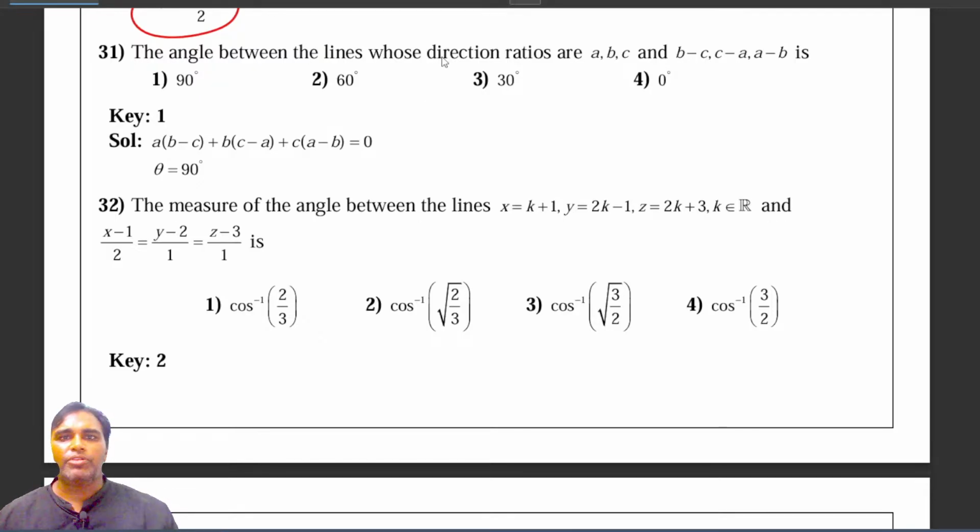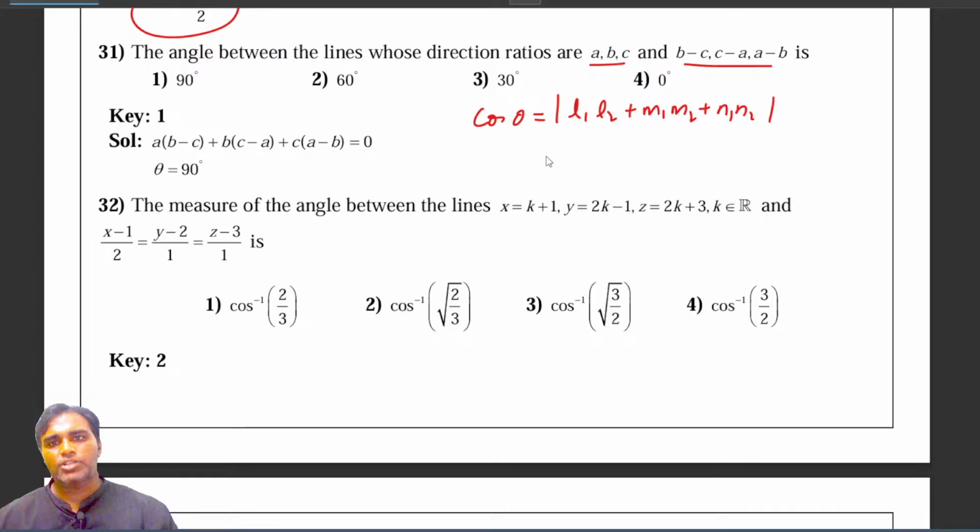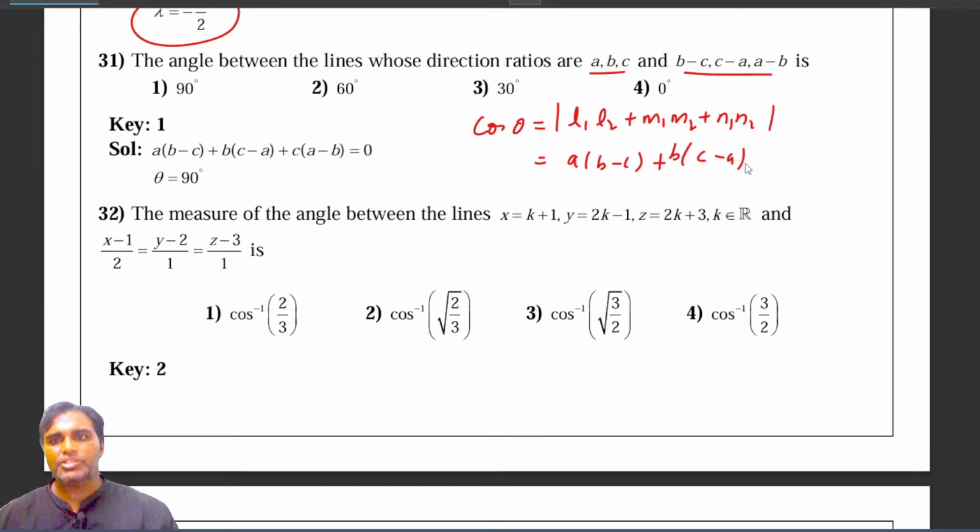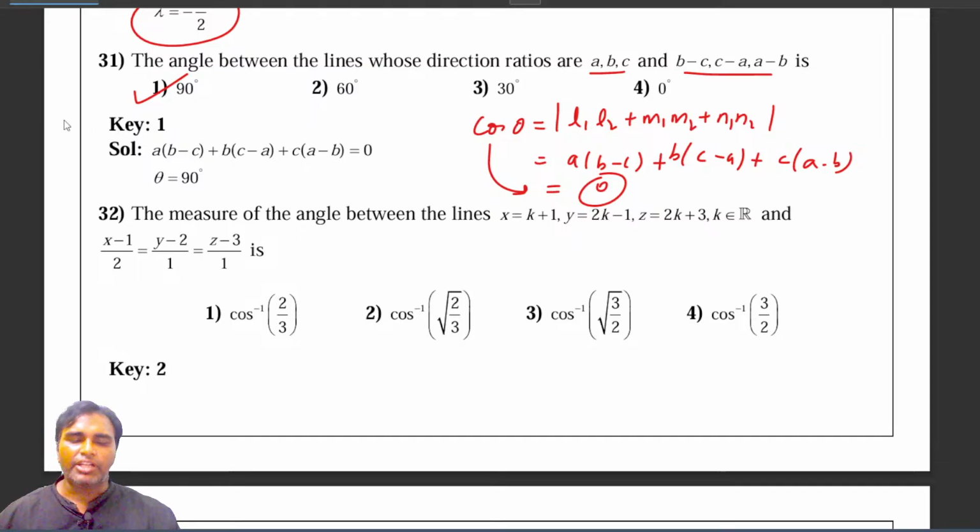Now the angle between the lines whose direction ratios are a, b, c and this one. So 90 degrees is also an option. Let's try to find cos theta, that is l1 l2 plus m1 m2 plus n1 n2 over the modulus. If we multiply here, we'll get a into b minus c plus b into c minus a plus c into a minus b. And if we calculate this, you will get 0. So cos theta is 0, meaning these lines are perpendicular to each other. That is option 1. 31, what is the answer? Option 1.